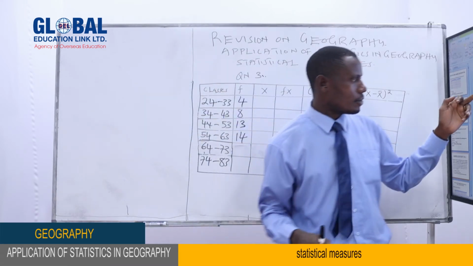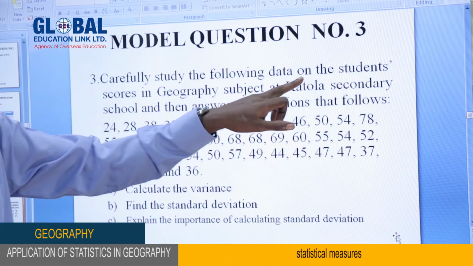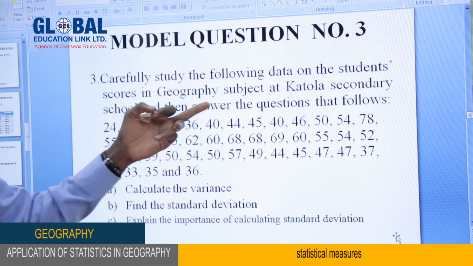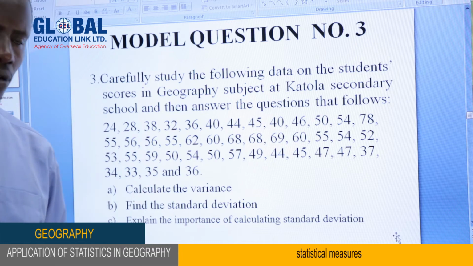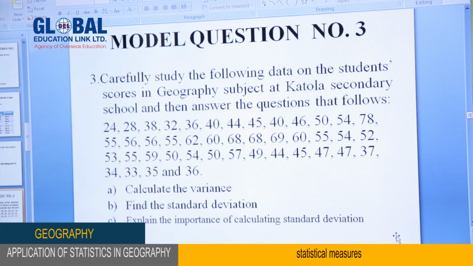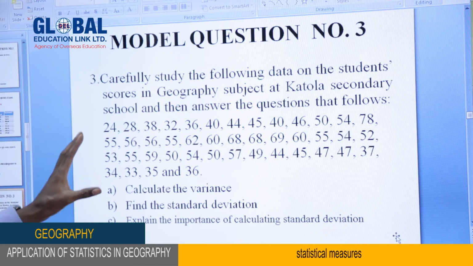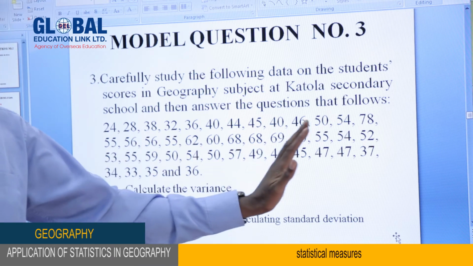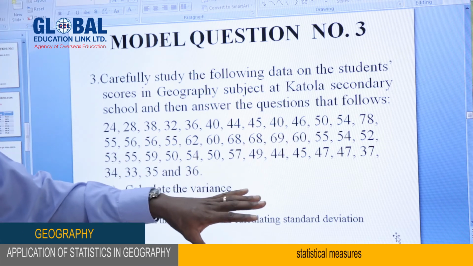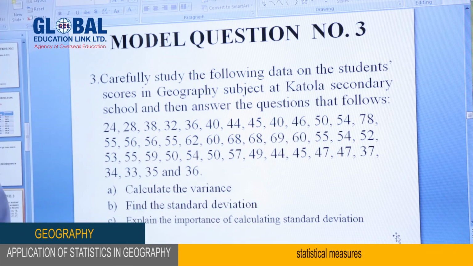For the third question, carefully study the following data on the students' scores in the geography subject at Katola Secondary School and answer the questions that follow. This question is also grouped data, but it's quite different from the second one, because in the second one we were already given the frequency table. But for this question, we have been given the data according to the score in geography, so they are not grouped. And remember, the function of statistics is about summarizing the data.